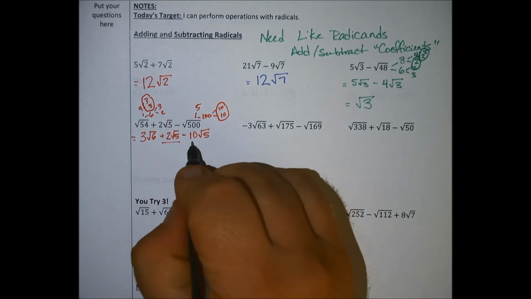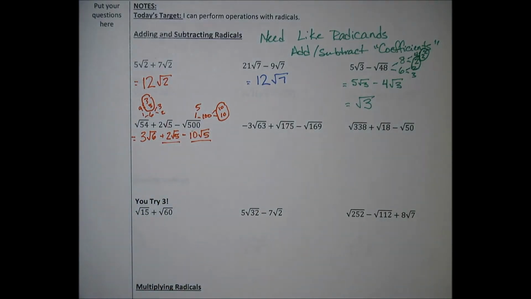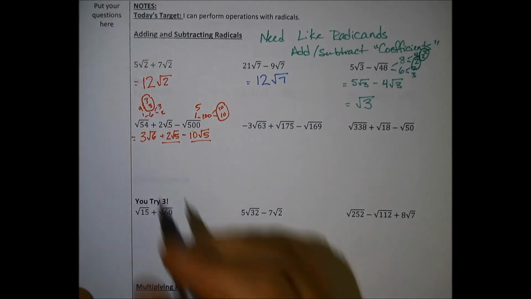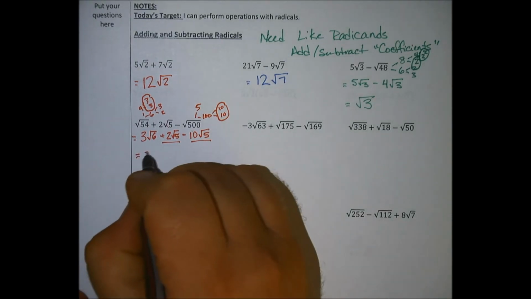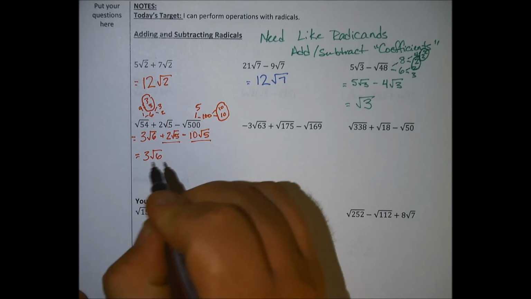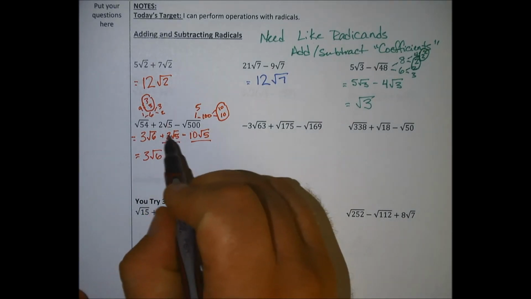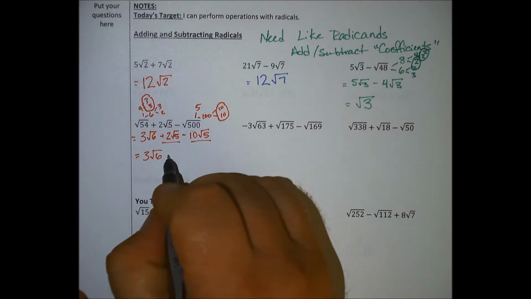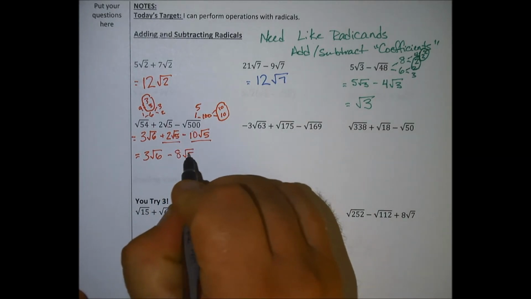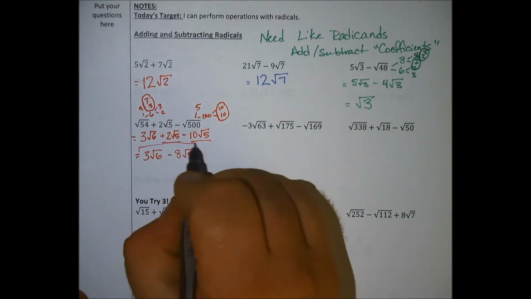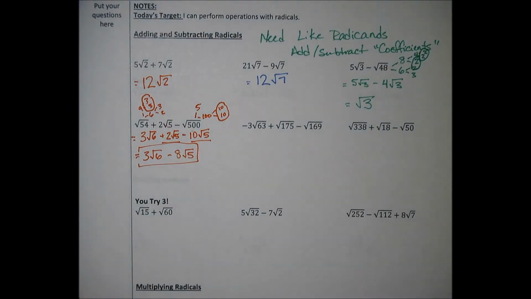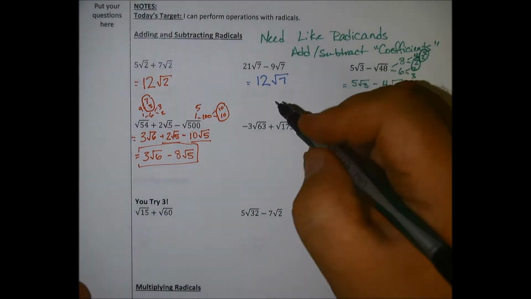I have like radicands here, kind of like, like I said before, it's kind of like terms. In fact, it's the same process. But that 3 root 6 is just going to be by itself. And then I have a plus 2 and a minus 10. That's going to give me minus 8 square roots of 5. And that's my final answer. Okay. Let's look at the next one.